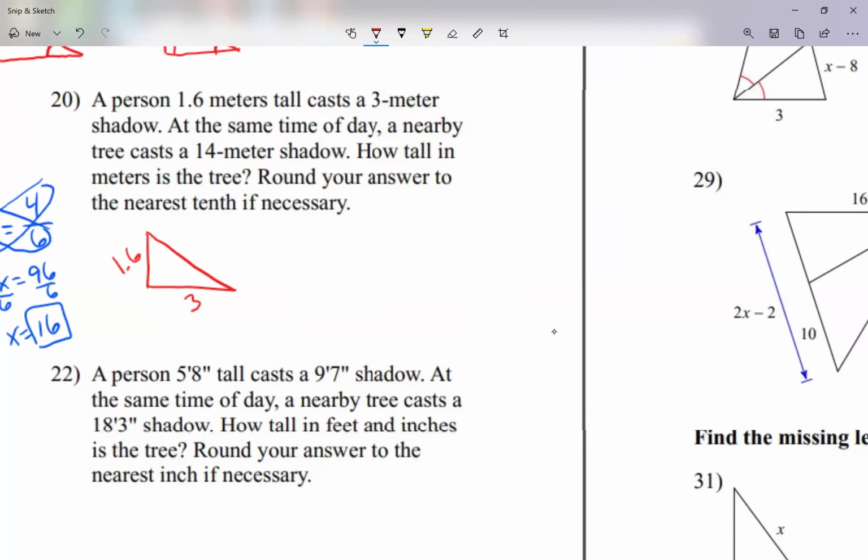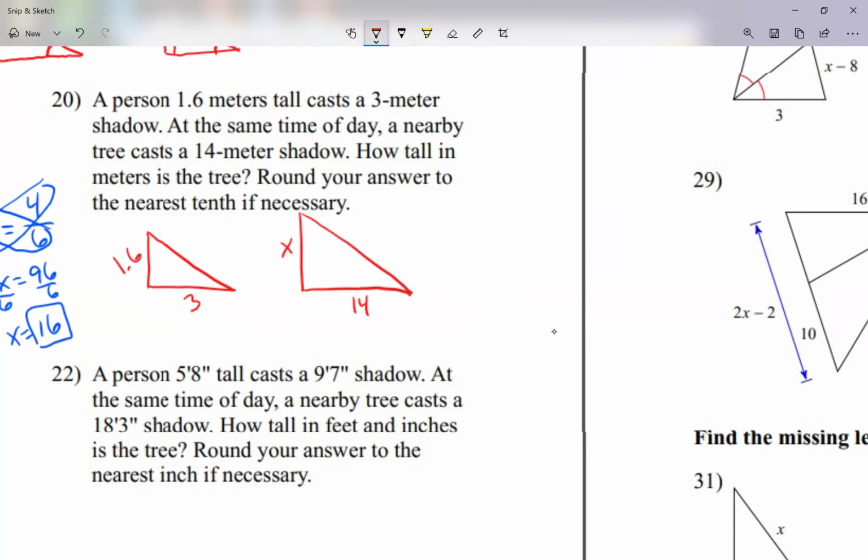At the same time of the day, a nearby tree cast a 14-meter shadow. So there's the tree. I don't know the height, so let me call it X, but I know the shadow of the tree is 14. How tall in meters is the tree?